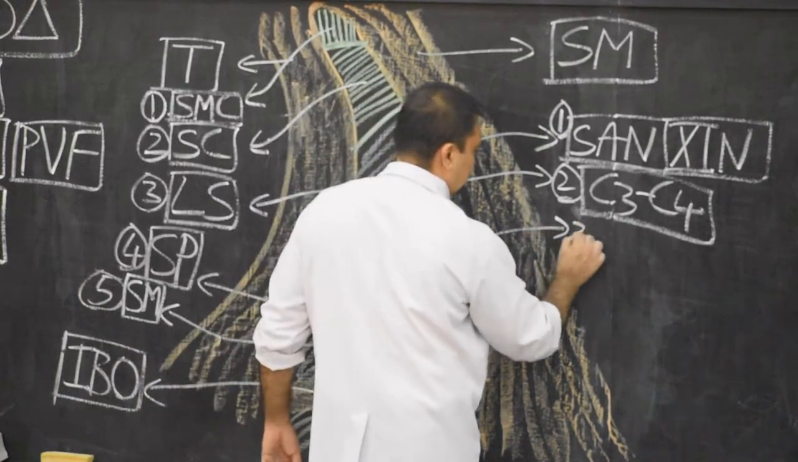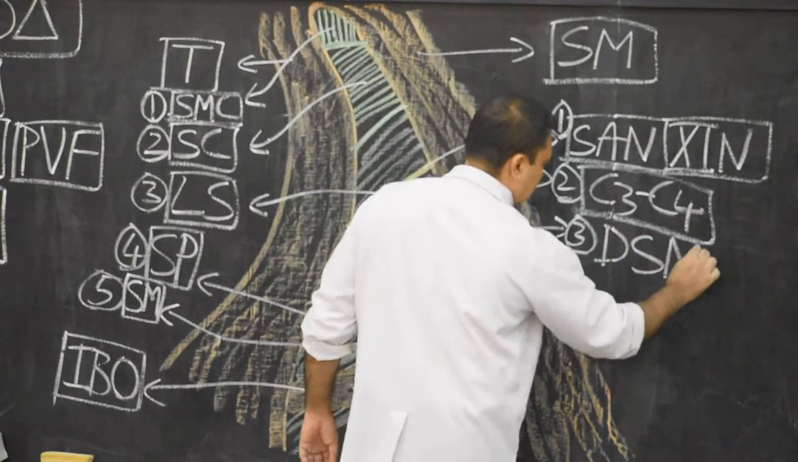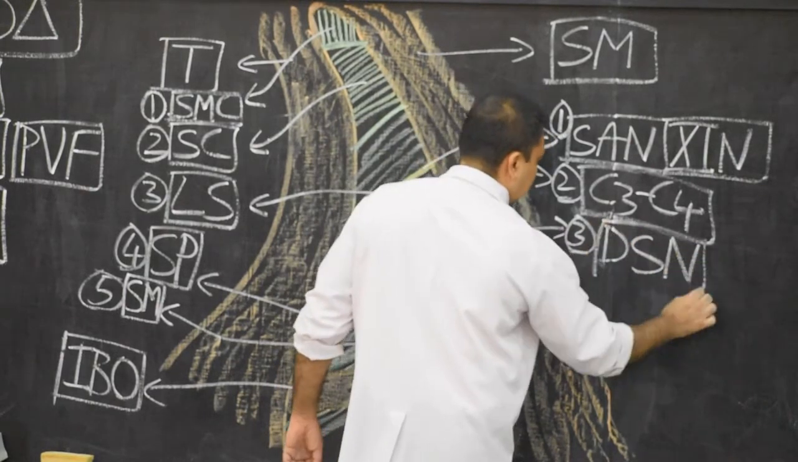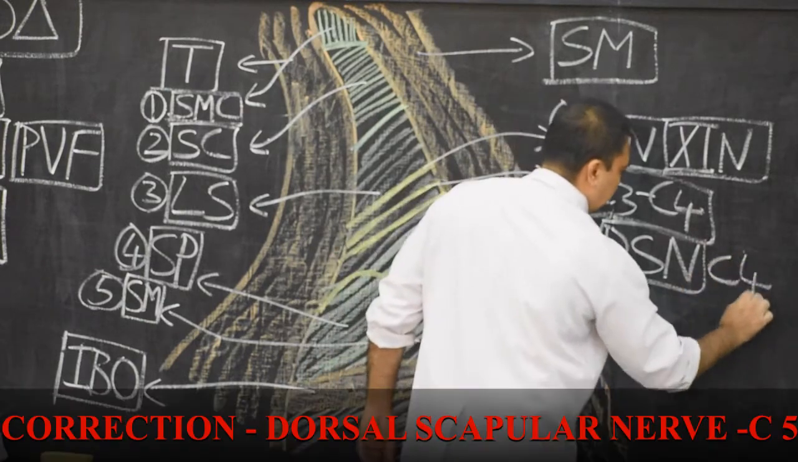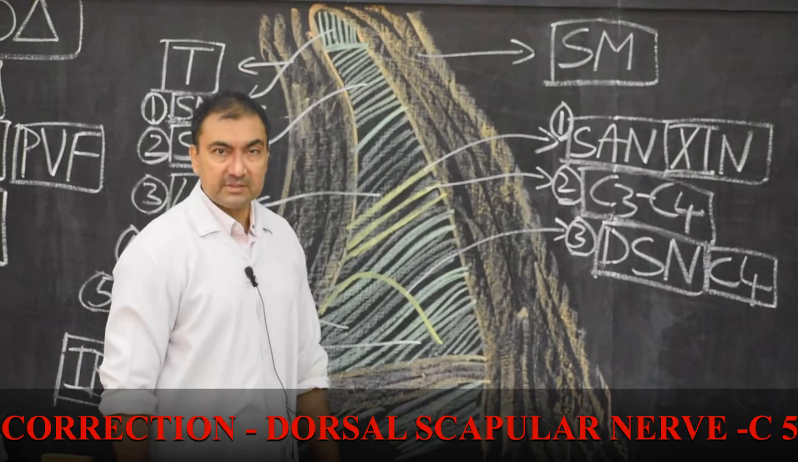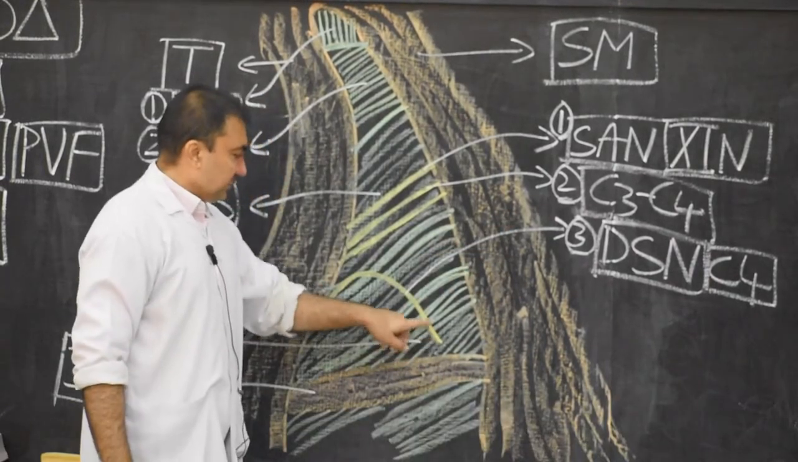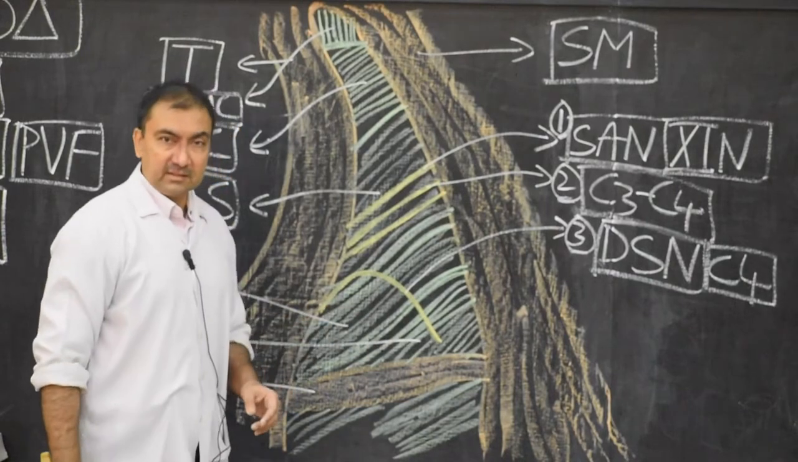So here, content number 3 will be dorsal scapular nerve. What will it carry? It will carry the fibers of C4. So this supplies rhomboids. Dorsal scapular nerve will supply rhomboids. After piercing scalenus medius, it has appeared in the occipital triangle. This is content number 3.